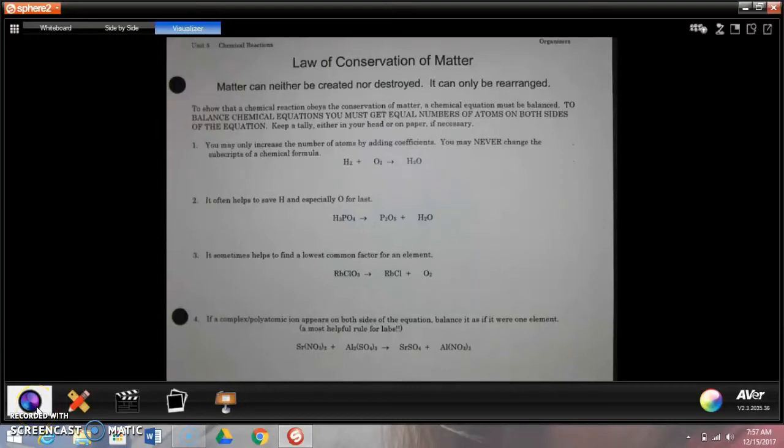So this lesson deals with the law of conservation of matter, and as far as chemists are concerned, the biggest contribution of the law of conservation of matter is to a balanced equation. So let's take a look at the law first.